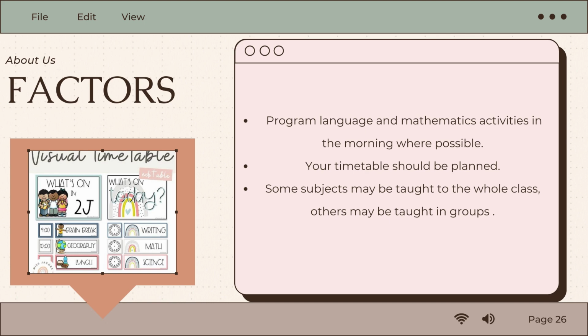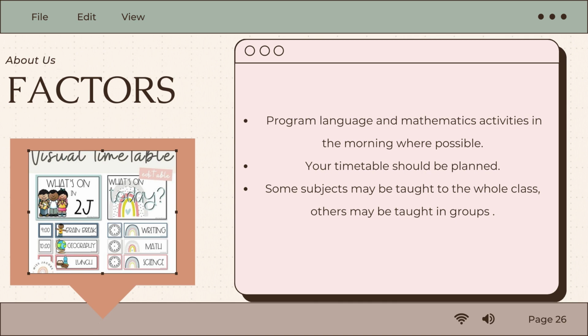So there are factors to consider when developing your multi-grade classroom. So the first one is program language and mathematics activities in the morning where possible. So this is when the students are fresh and their concentration is better. So sa morning, sa pagbuhat og timetable sa multi-grade classroom ginauna sa mga teachers ang mga subject na medyo hago-hago kay murag ang utok nila kay fresh pa sa ana nga time.